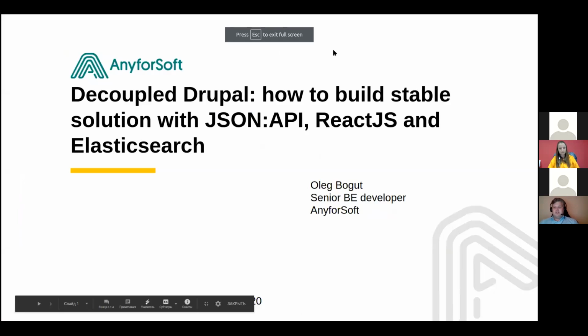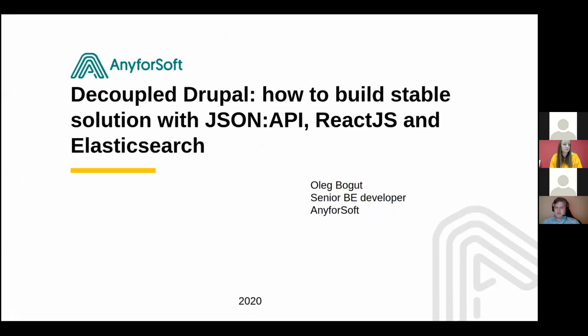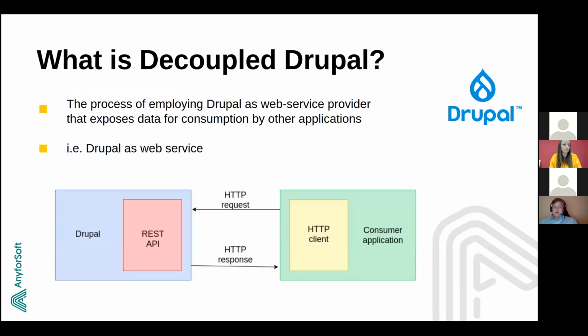Let's talk about decoupled Drupal and how to build a stable solution using Drupal 8 or Drupal 9 and JSON API, ReactJS, and Elasticsearch as a basis for a decoupled site. So in this speech, firstly, let's talk about what decoupled Drupal actually is.